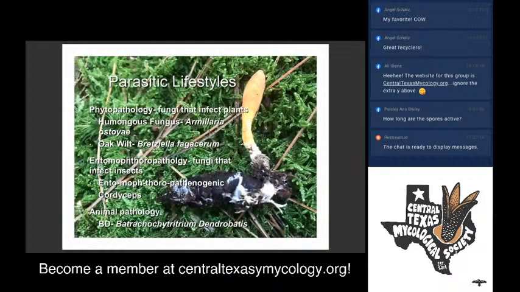There are also parasitic fungi. So phytopathology, which are just fungi that infect plants. They are some of the most prolific agricultural pests, and that's where a lot of people who study fungi spend a lot of their time, because economics kind of drives them to study those things, because agriculture is a huge part of our economy and also just how we survive as human beings.